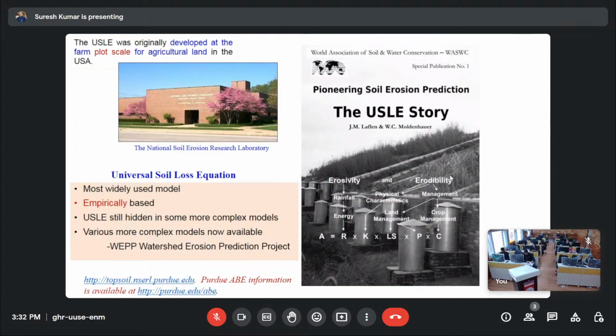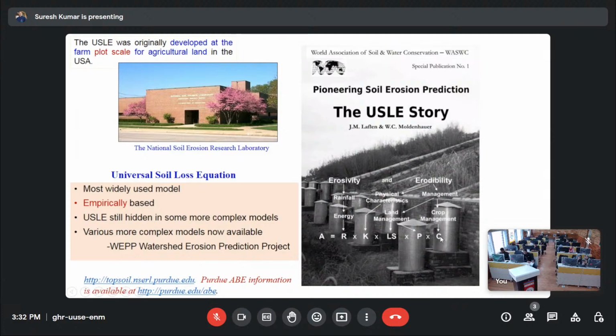USLE was originally developed at the plot scale, agriculture field, because in the USA in the 1960s they realized that erosion is a very serious problem in agricultural land. So that's why they started systematic experimentation, and they found that there are five factors. One is R, that I told you, rainfall energy. K, soil erodibility. LS, terrain factor. P, management, land management. And C, crop management or crop cover. These are the five factors. If you estimate those, you can do the erosion estimation.